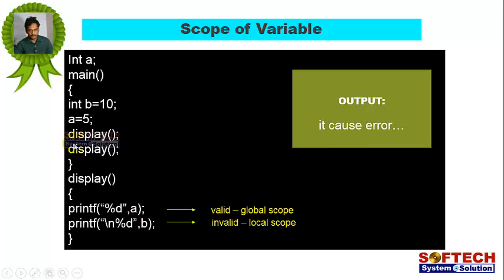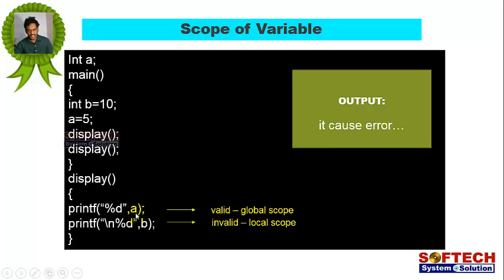This is valid because we can access this external variable in all functions. So here we can access it, we assign a value to a. This is valid. Here we get the value from a. This is also valid. But here we cannot get the value of b, because b is a local variable to the main function. So b can be accessed within this function only. We cannot access it outside of the function. So this is invalid.